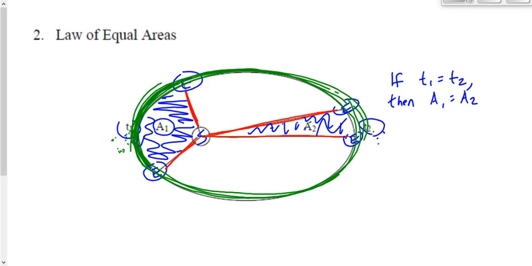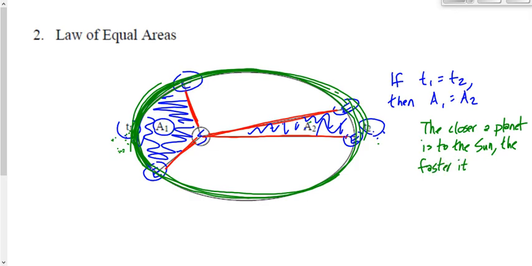Okay, it means that the closer the Earth is to the sun, or the closer any planet is to the sun, the faster it moves. Now again, it's not as pronounced as we have drawn here, but the effect is there nonetheless.